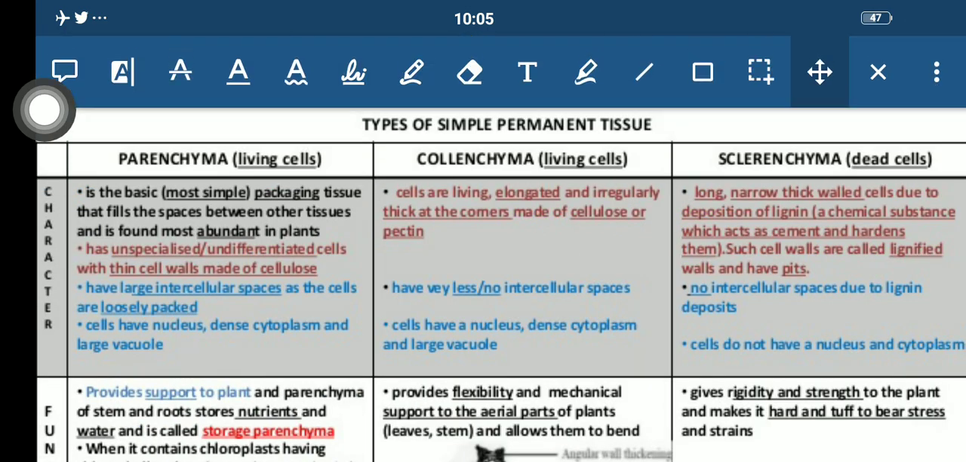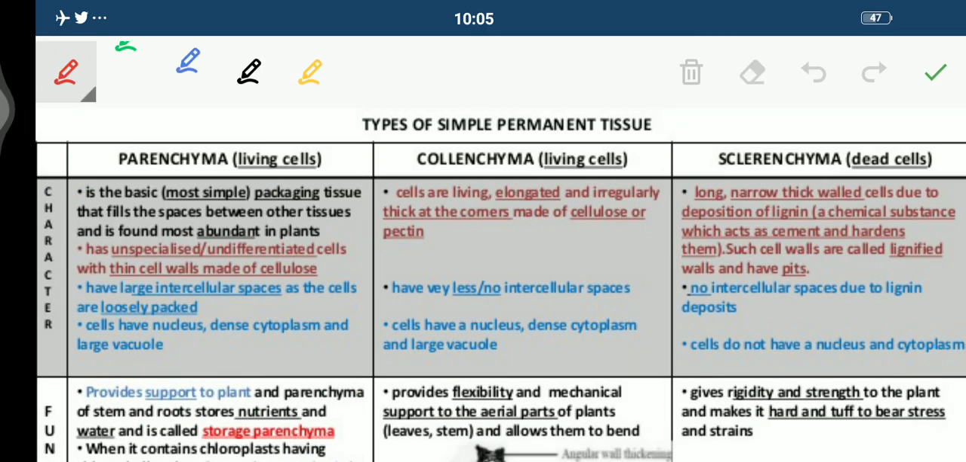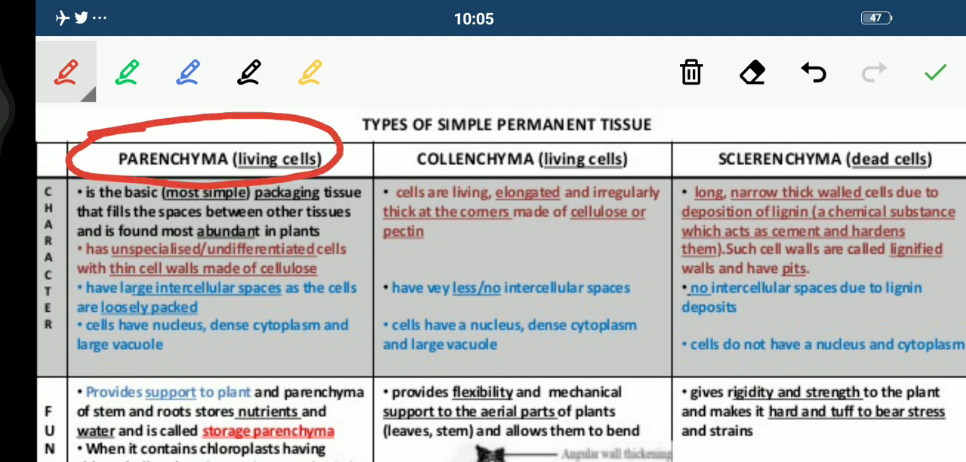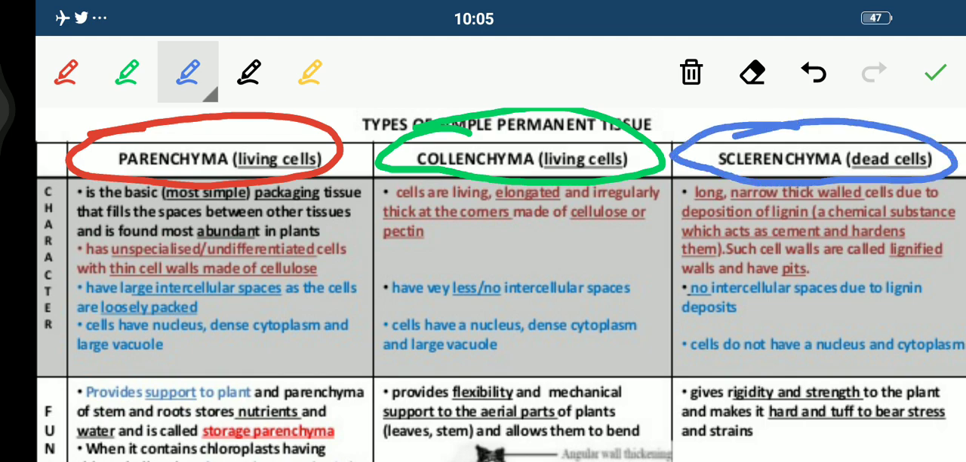So you can see here the first one we have is the parenchyma, which are living cells. Second we have is the collenchyma, fine, which are also living cells. And third we are having is the sclerenchyma. So these are the three different types of simple permanent tissue. Today we'll be discussing about the simple permanent tissue only, students. So talking about their characteristics first, right?